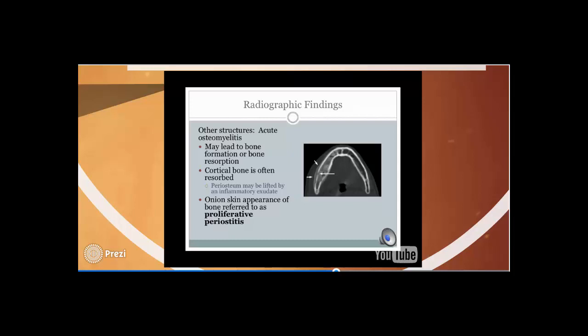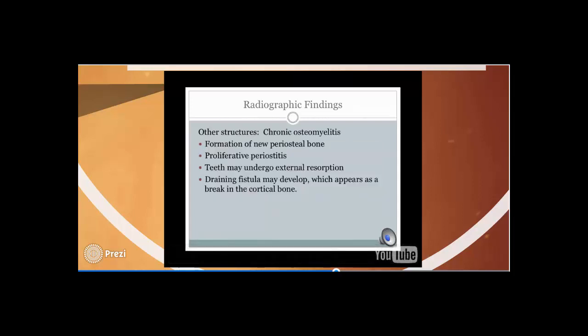The periosteum may be lifted by an inflammatory exudate which stimulates bone formation adjacent to the bone surface, leading to an onion skin appearance, which is also called proliferative periostitis. On the right, the white arrows indicate a proliferative periostitis in the mandible. Formation of new periosteal bone is often associated with chronic osteomyelitis.